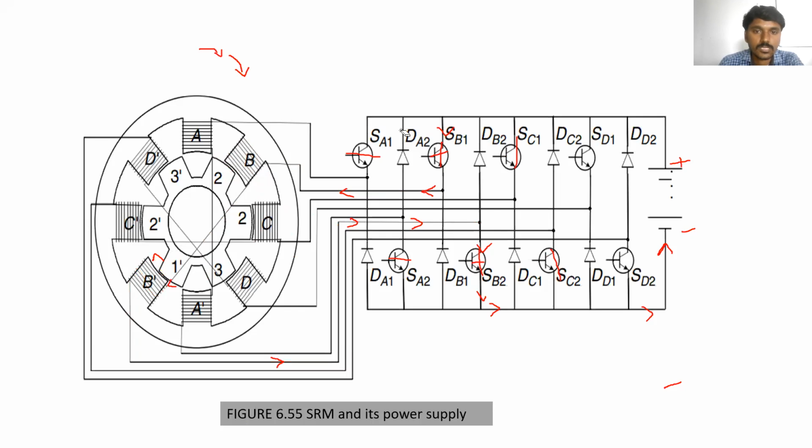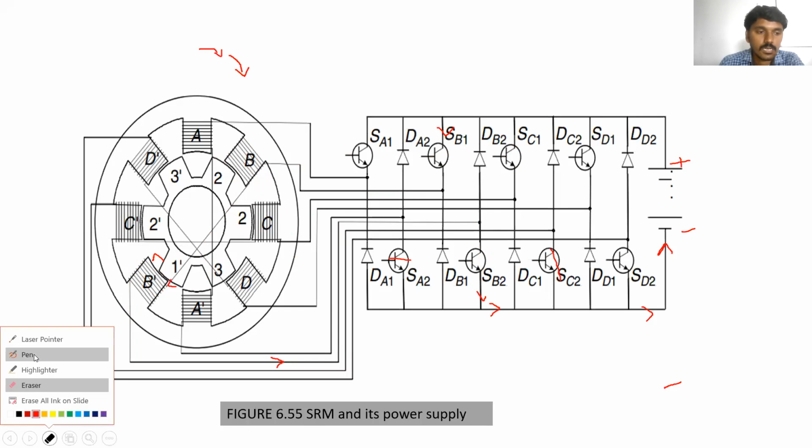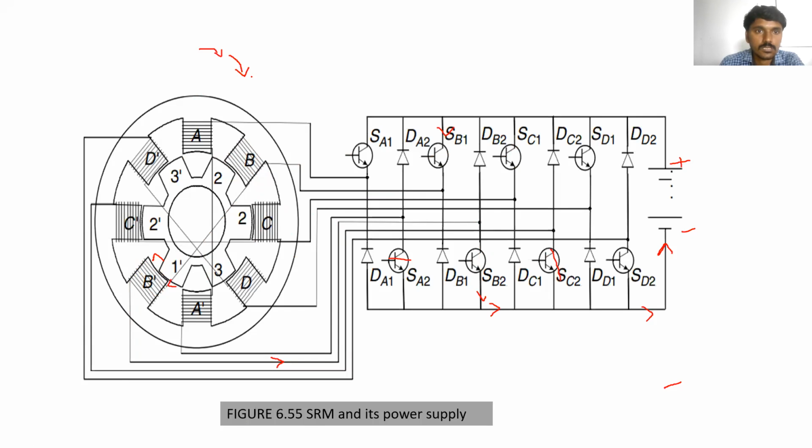Okay, so when the C coil is excited, what will happen? Again the rotor will rotate like this. Again the rotor will rotate like this. In the same way, the A coil should be excited, the B coil should be excited, the C coil should be excited, the D coil should be excited, and again A dash, B dash, C dash, D dash. So the rotor will rotate like this. It is clear.